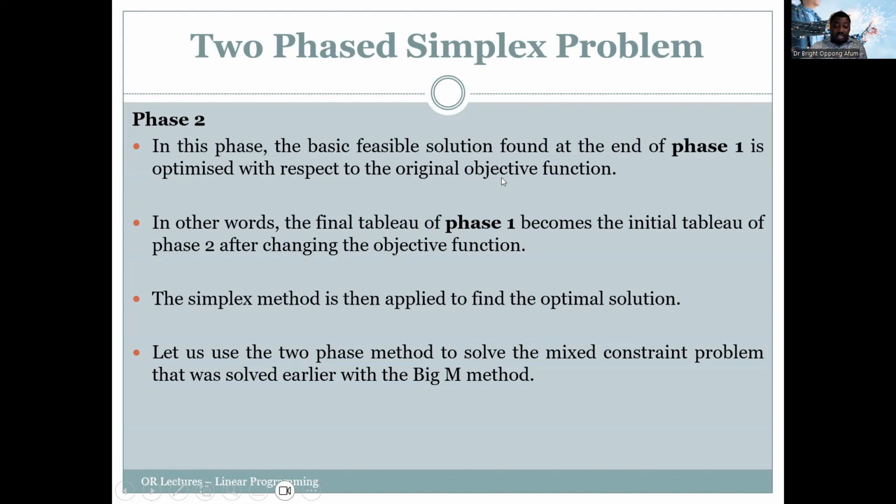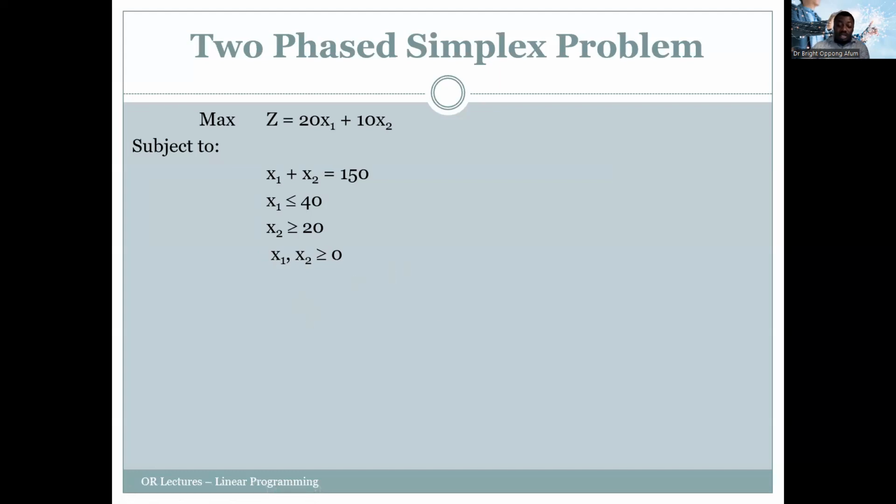I think it's better to take an example. So let's take an example and go through it. This is a typical example where we want to maximize the function 20x1 + 10x2, subject to x1 + x2 = 150.